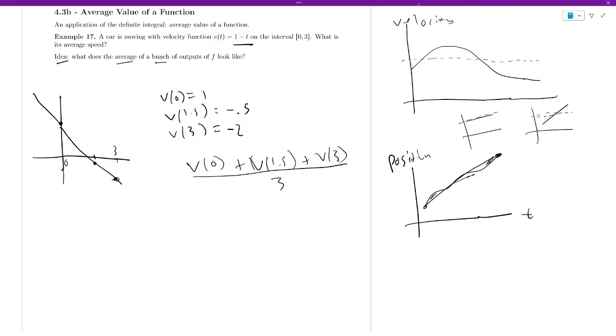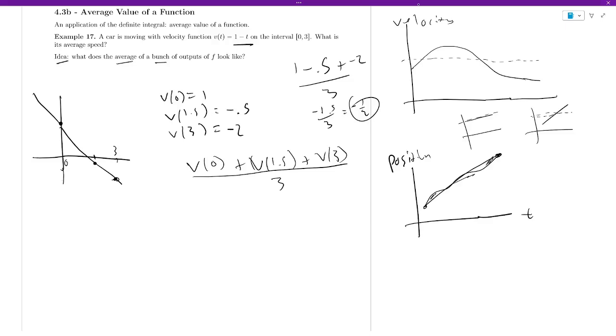And I can do the math. I guess let's just do it for this one example. Plus -2 divided by 3. So it's 1 minus 2, so -1, minus another 1/2, so -1.5 over 3, which is like -1/2. So my average velocity over that interval, at least when I sampled 3 points specifically, gave me an average velocity of -1/2.